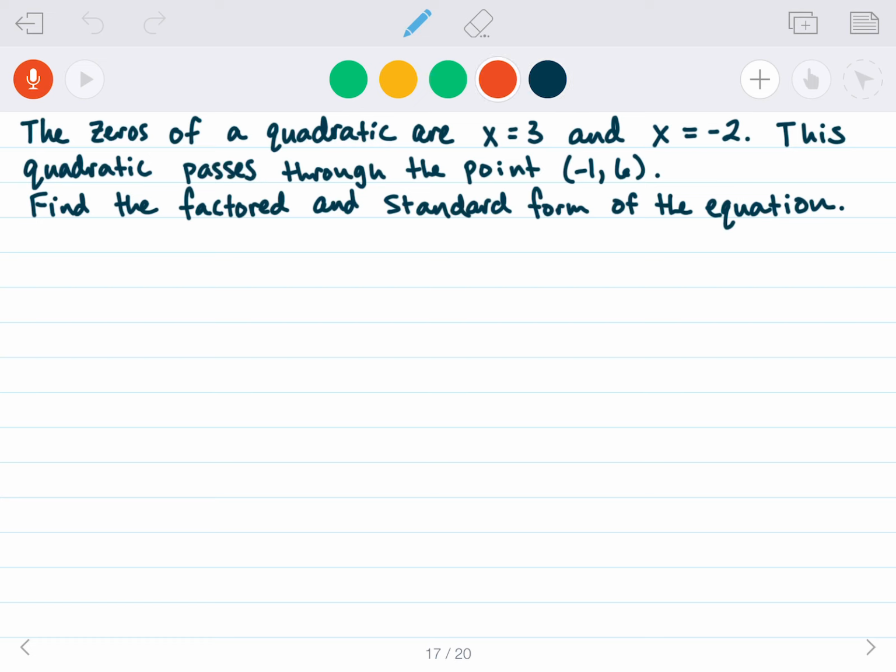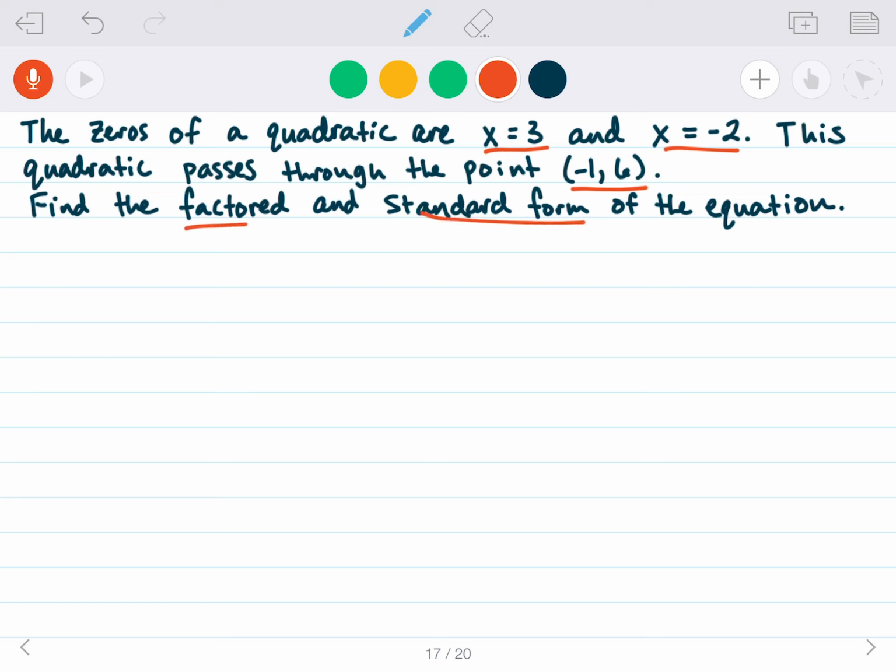The zeros of a quadratic function are at 3 and negative 2, and the quadratic passes through a point negative 1, 6. So not the y-intercept, but we still have an x comma y. We want to find the factored and the standard form of the equation.